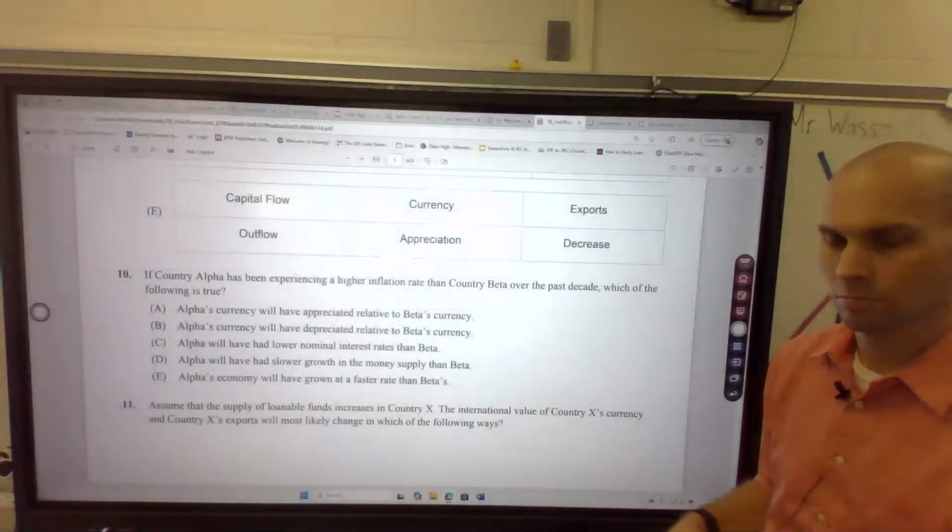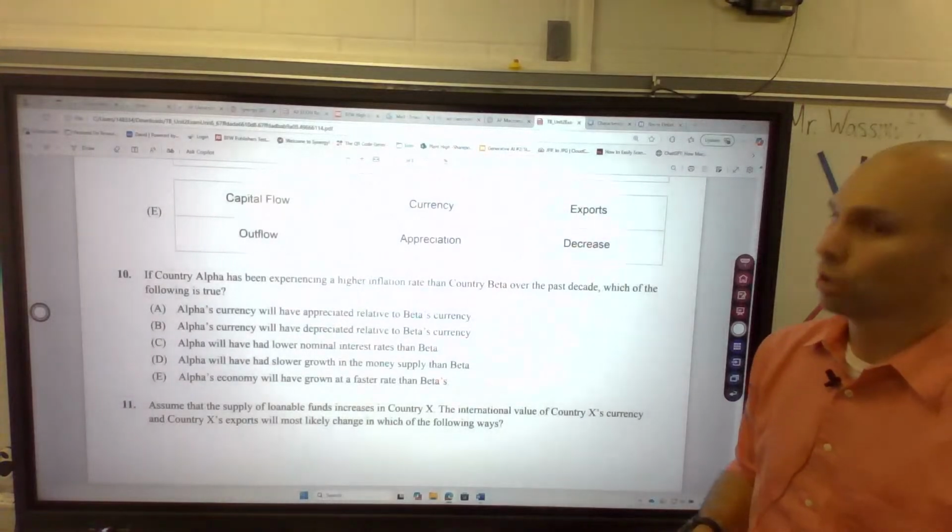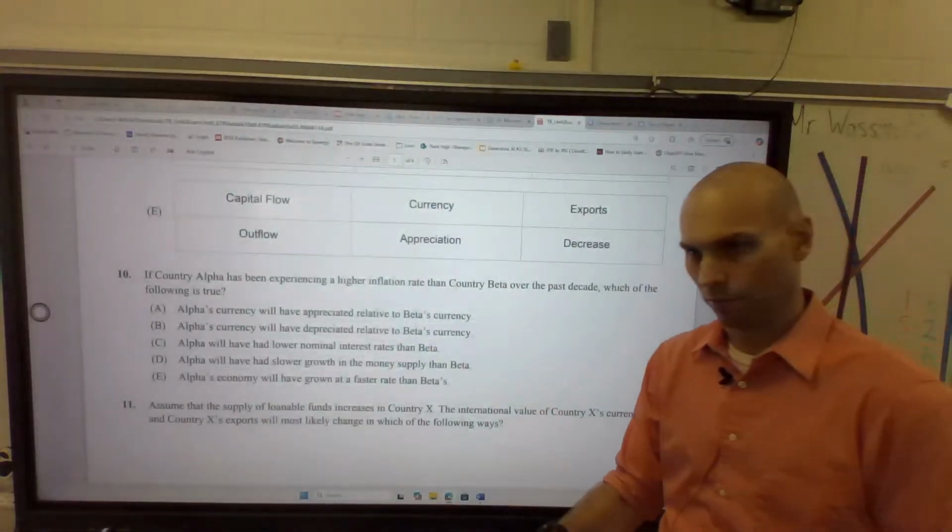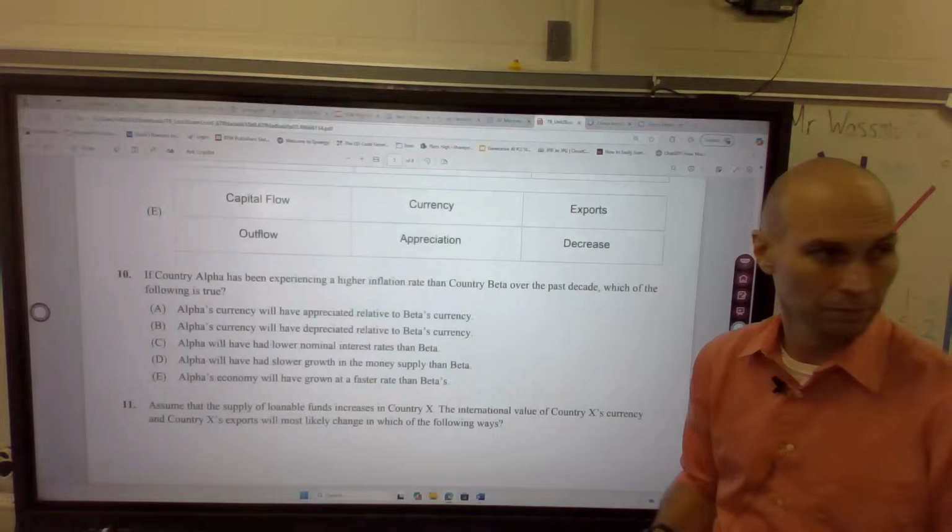I thought it was like inflation versus interest rates. If there's a higher interest. Correct. Okay. Inflation is price level, it's a little different. So good.